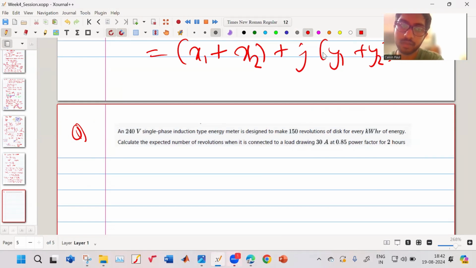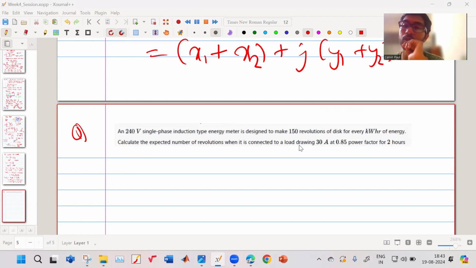So what is given over here? We are told that there's a 240 volt single phase induction type energy meter. It is designed to make 150 revolutions of disk for every kilowatt hour of energy. We have to calculate how many revolutions it will make when it is connected to a load drawing 30 ampere at 0.85 power factor for 2 hours.